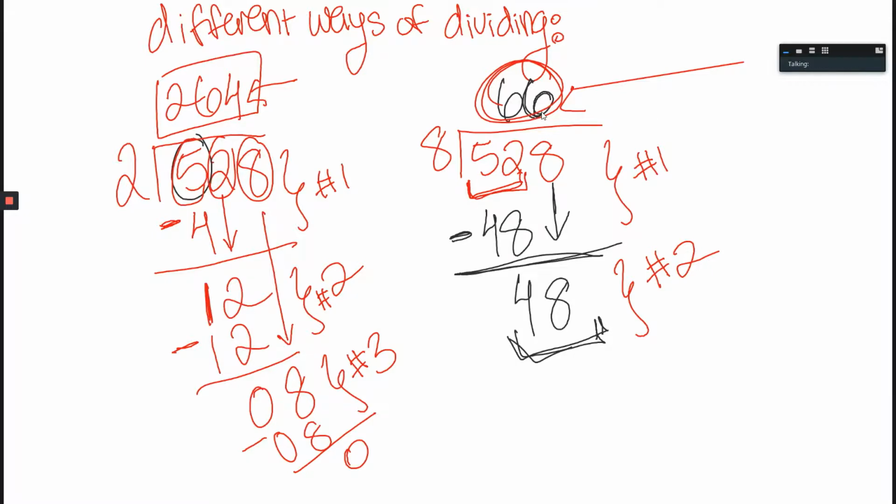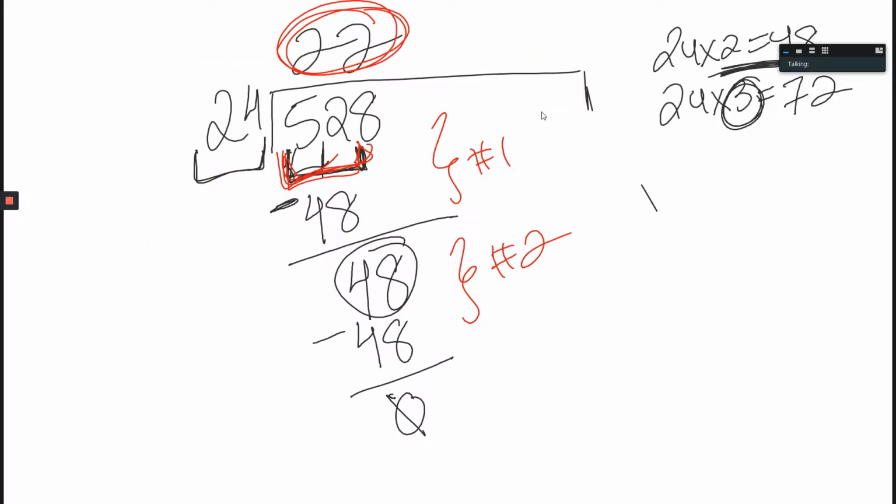Now, for the final example with these kinds of things, we're going to be trying to divide 528 again. But this time, we're going to be dividing 528 by 88. So, new slide. Okay. So 528 divided by 88.